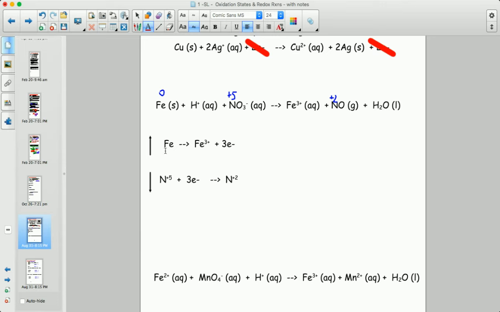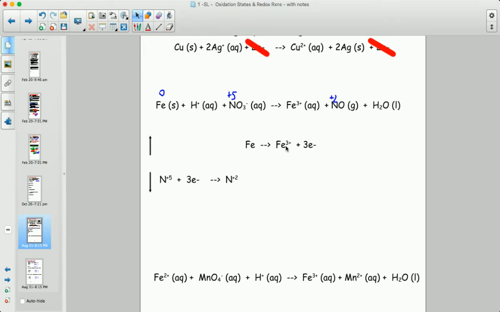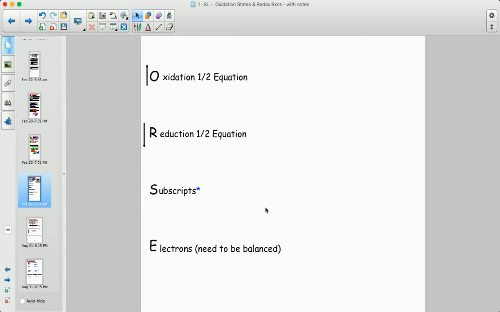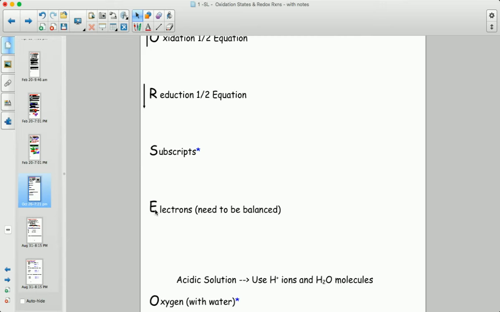Okay, so I'm building back my half equations and my total equation. I've got iron and I've got nitrogen. I've got oxidation and I've got reduction. There are no subscripts to worry about in this reaction, so we don't need to do S. In fact, this equation is pretty easy in that the electron trade was already balanced. So we've done all of NORSO: we've done our states, oxidation and reduction, we skipped the subscripts step, and we balanced the electrons.